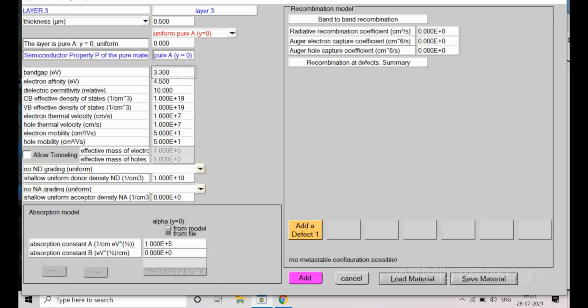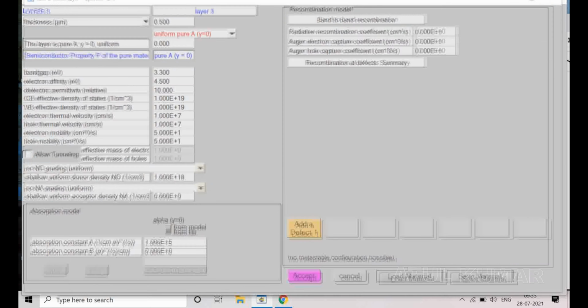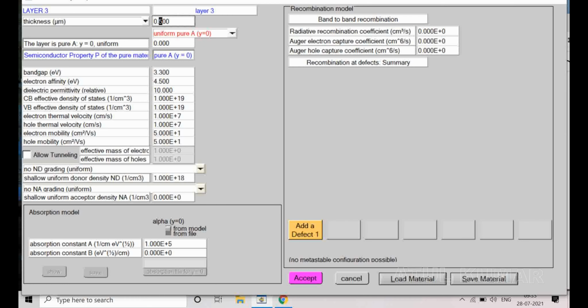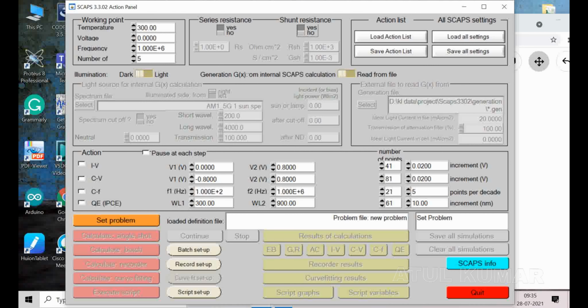Now in this structure, what I'm going to do is take the IV curve of this P and N plus structure. So let me decrease it further, 0.3. Okay, then it's okay. So this is our P and N plus structure. In this structure, let me take the IV curve, and I'm taking the IV curve in dark.